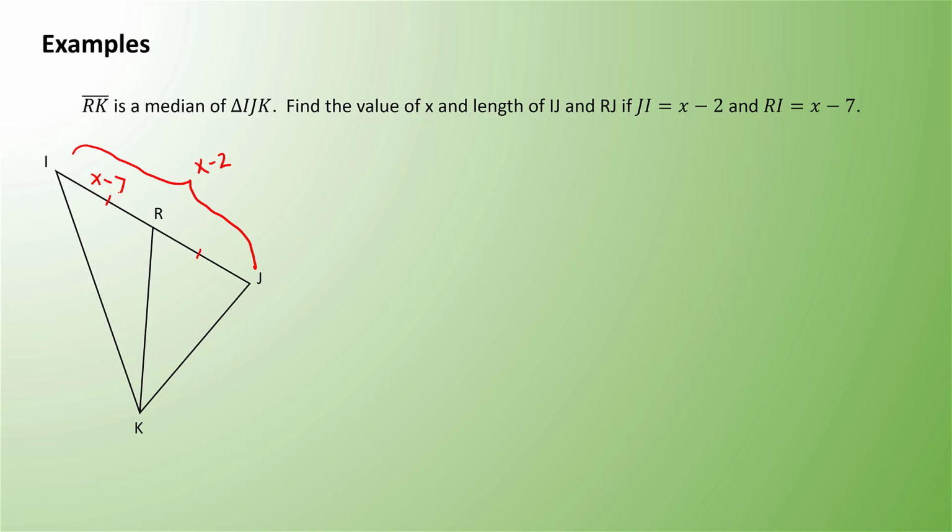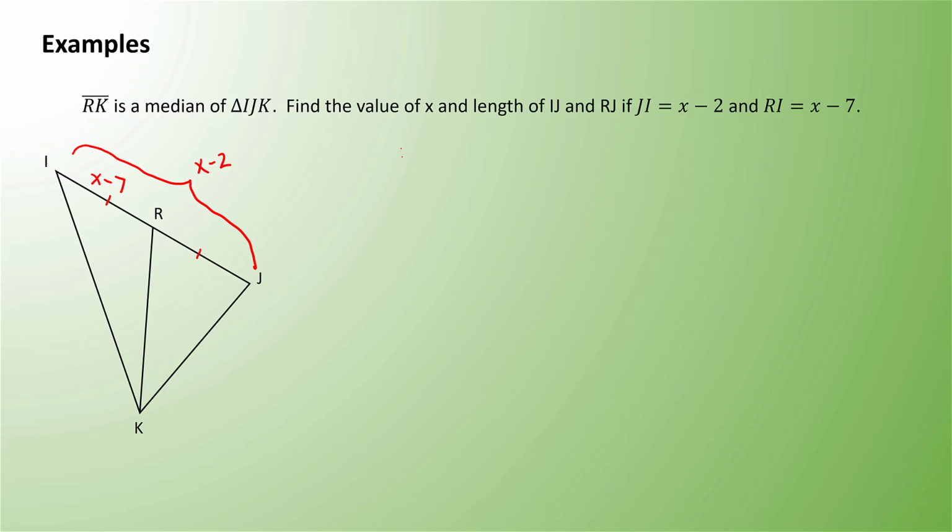In this case, we cannot set these equal because ij is the whole length and ri is just a piece of it. It's just the left side. Only set them equal when you have the left side and the right side. If you have the whole length and then one side or the other, you're going to double that shorter side. Remember, midpoints are in the middle, which means I have two congruent pieces to get the whole.